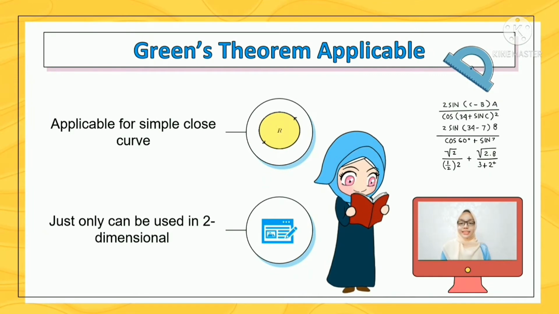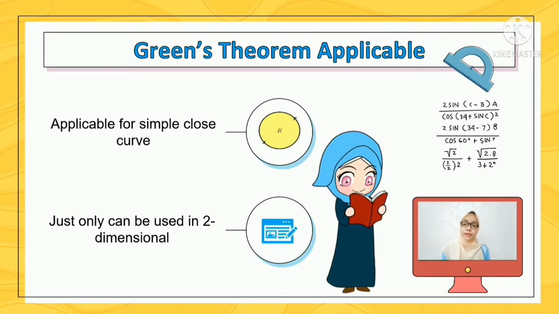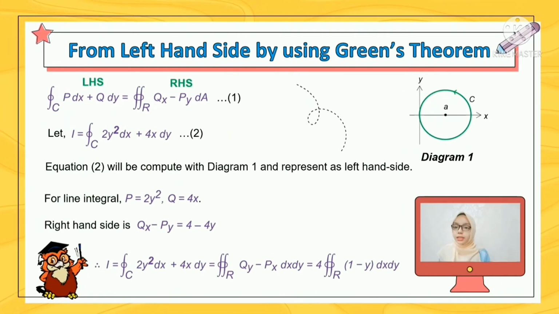Okay, now we go to where Green's theorem is applicable. This theorem is applicable for a simple closed curve and is only suitable for use in two dimensions. Now we go to the left-hand side by using Green's theorem.